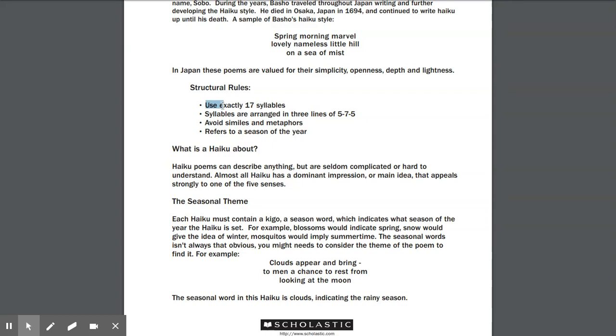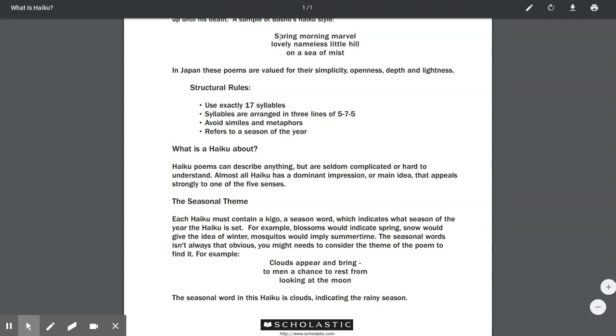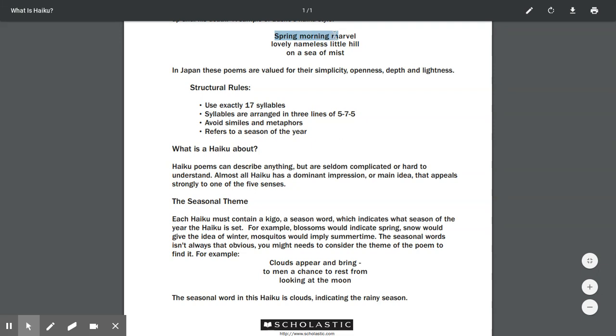So a haiku, or at least the kind of haiku that we're going to be writing, they use exactly 17 syllables. So your poem only has 17 syllables total. The syllables are arranged in 3 lines of 5, 7, and 5. So if we look up here, this first line has 5 syllables, second line has 7 syllables, and the third line has 5 syllables.